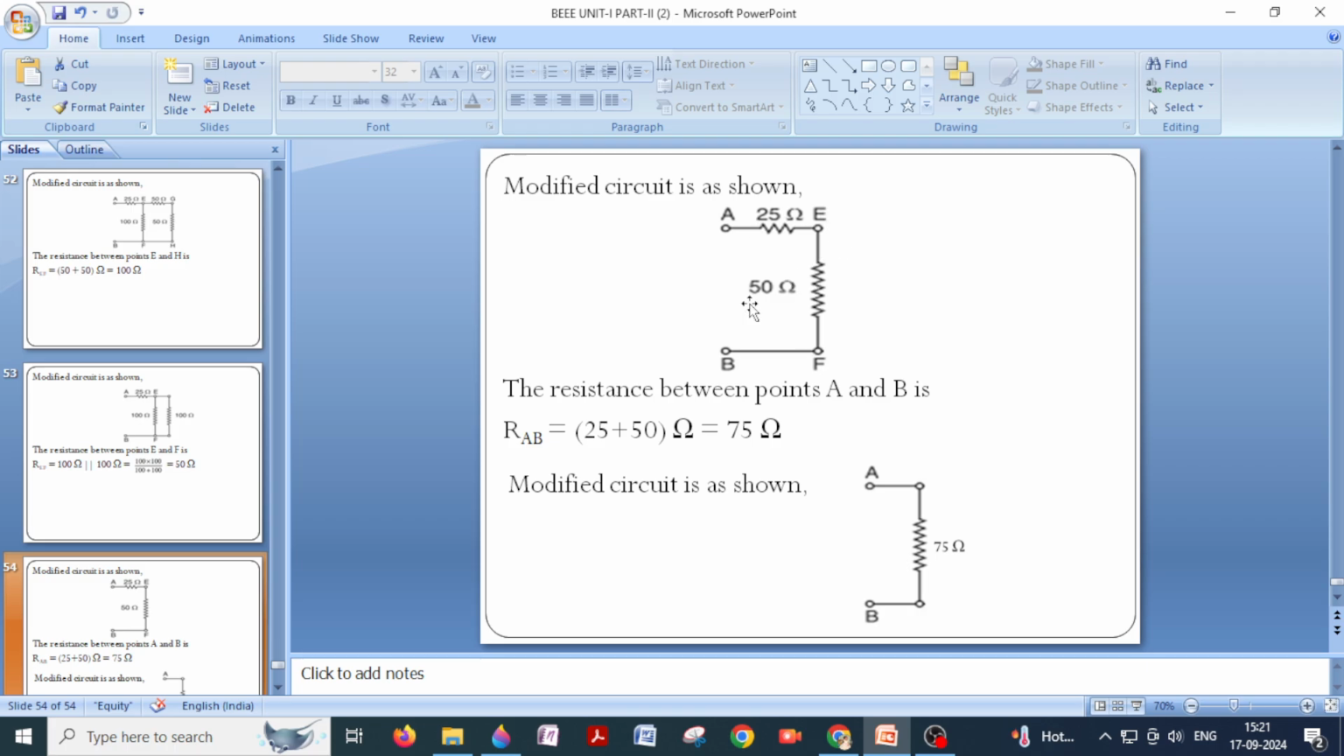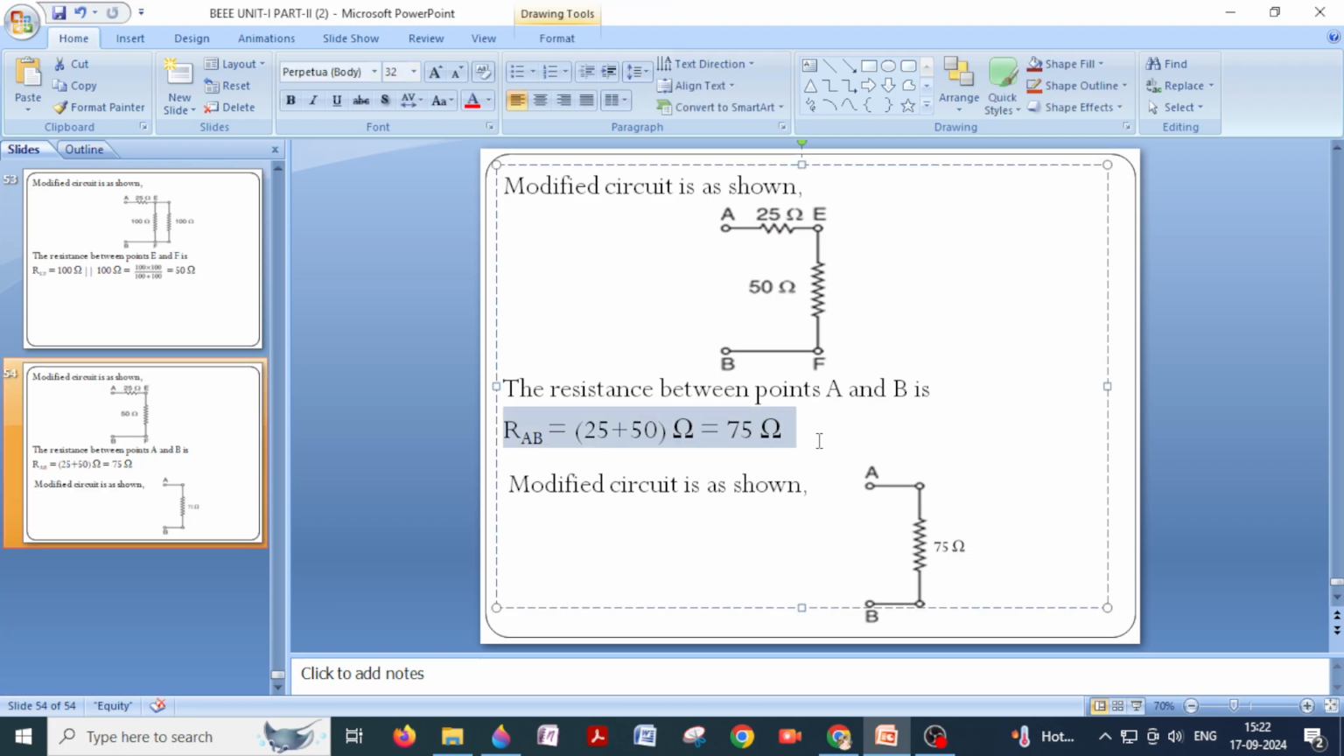So current flowing through 25 and 50 ohms is what? Same. So these two elements are said to be connected in series. So 25 plus 50, I will get 75. So the modified circuit diagram is 75 ohms. Okay, so this is the modified circuit diagram whose resistance value is 75 ohms. So they have asked us to determine the resistance between AB terminals. We have got the resistance between AB terminals, that is 75 ohms.